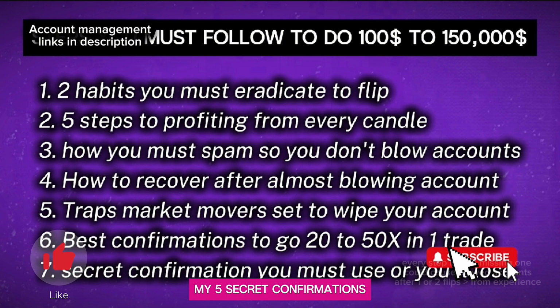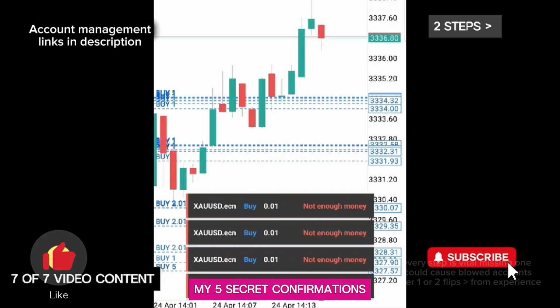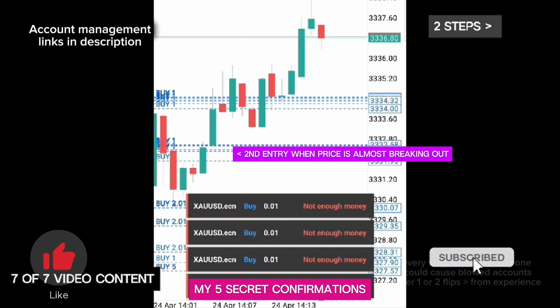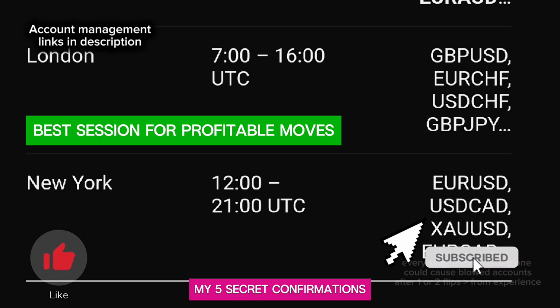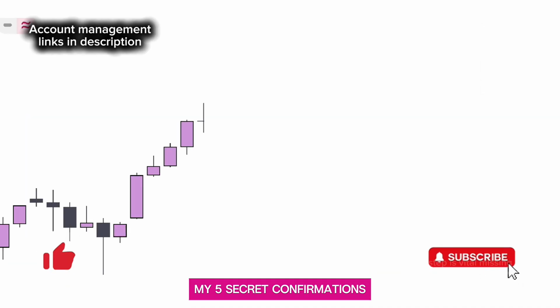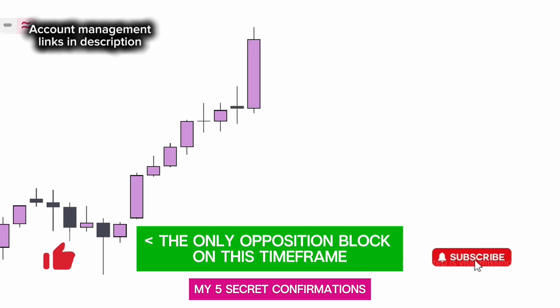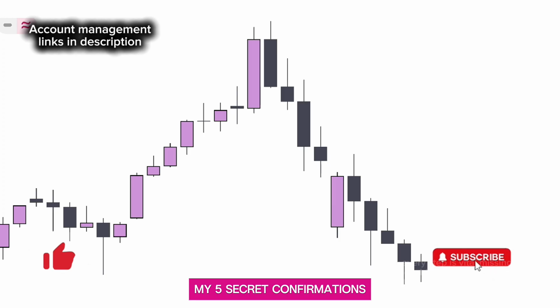As for the secret confirmation, first thing, you want to trade only when there's volume. Second thing, you want to align your entries at every breakout and pullback. Third thing, only trade the New York session. Fourth thing, if you are going to swing, make sure there's no opposition block on the other side. This will make price spike up or trend very, very fast. As for number 5, pray.